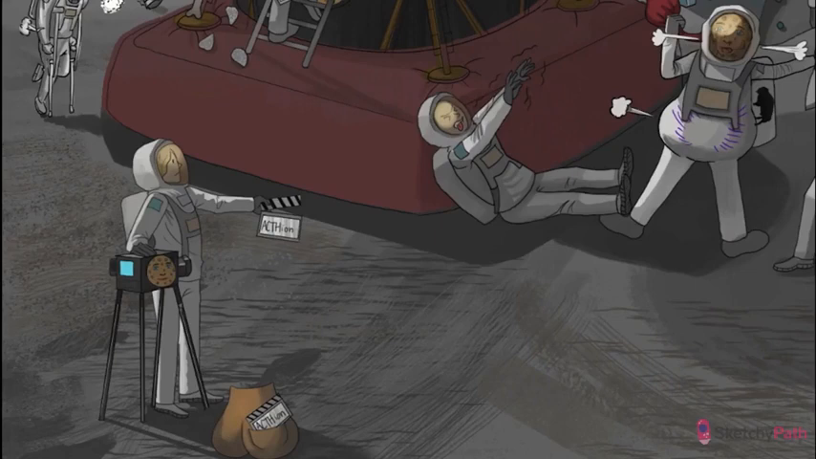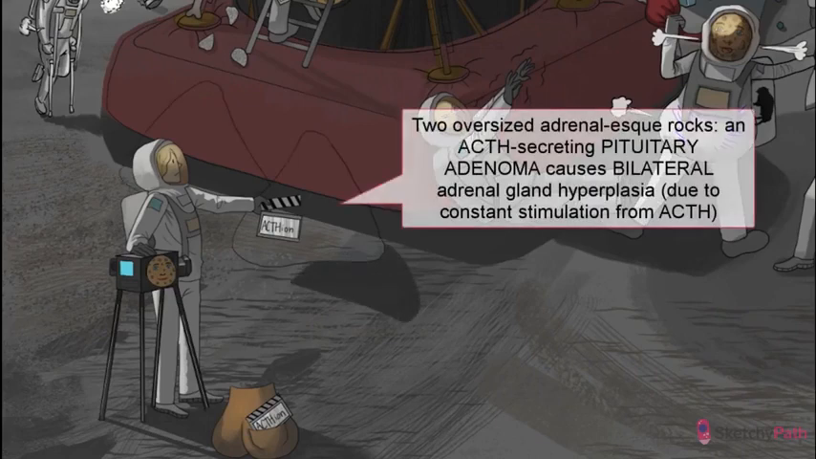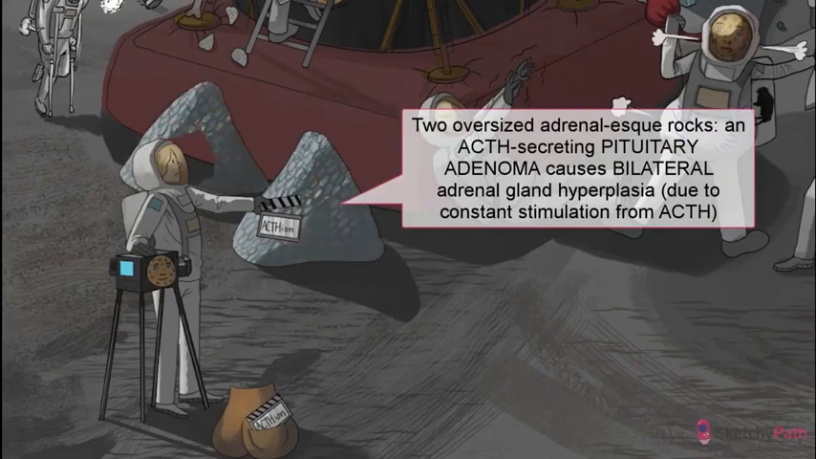All right, so what have we got here? Lots of ACTH from the pituitary means lots of stimulation of the adrenal cortex, and therefore an overproduction of your body's natural cortisol. This is referred to as ACTH-dependent Cushing's. Also, you see those 2 huge adrenal-esque moon rocks? Because of constant stimulation from ACTH, over time, the adrenals undergo hyperplasia.